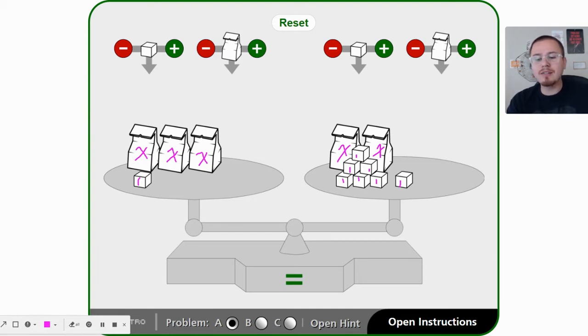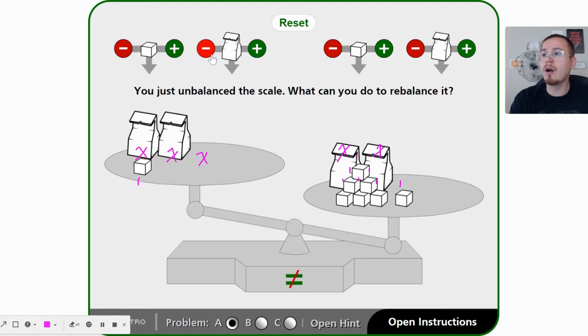But Melka came through in the clutch, and she says take away 2 bags. So let's do that. Now, if I take away 2 bags on the left-hand side, 1, and 2, we notice that this is no longer balanced.